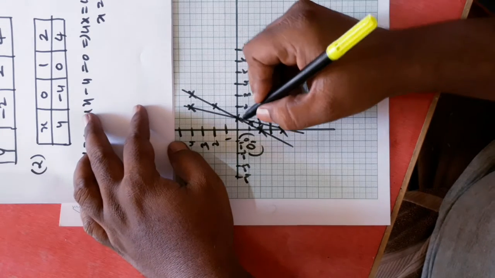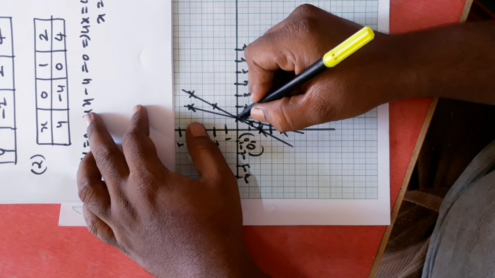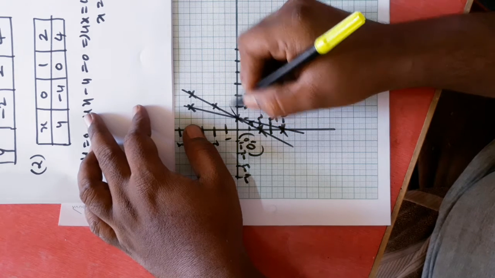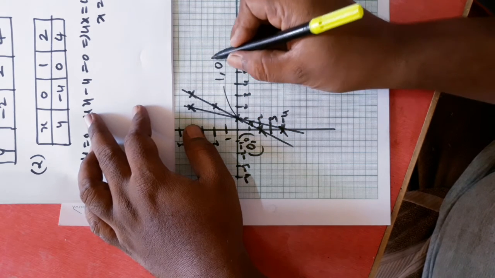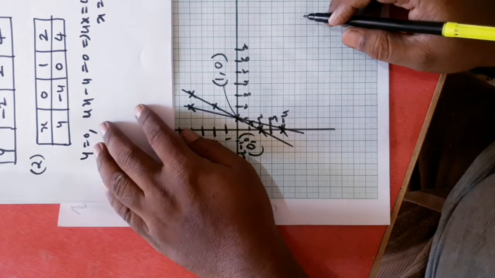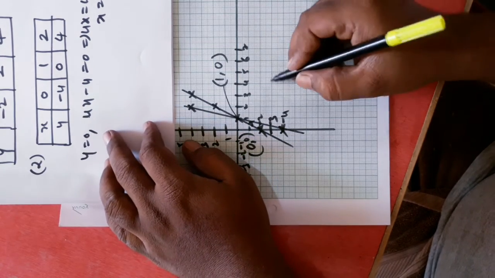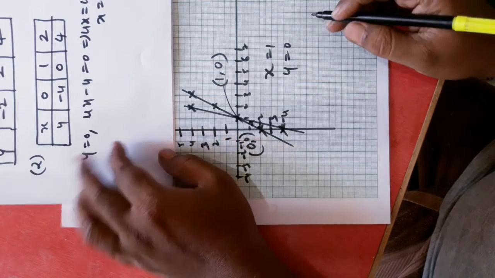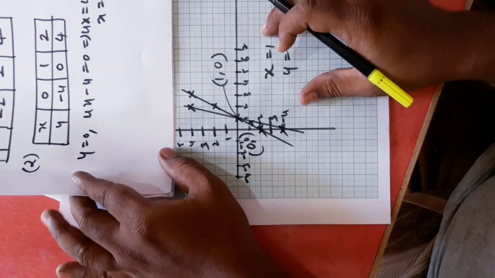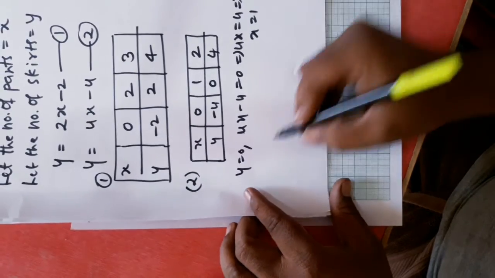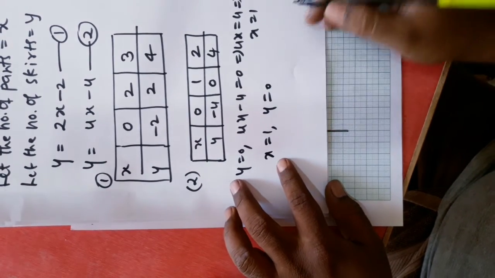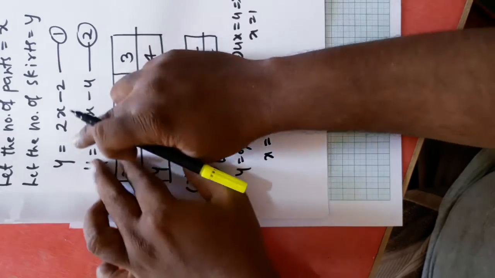That means at this point, 2 lines are intersecting. What is this point? This point is 1, 0. That means x is equal to 1, y is equal to 0. It is the unique solution, intersecting lines. What will be the value of x? x is 1, y is 0. You can verify this also.